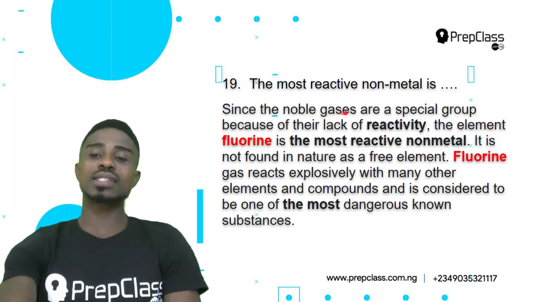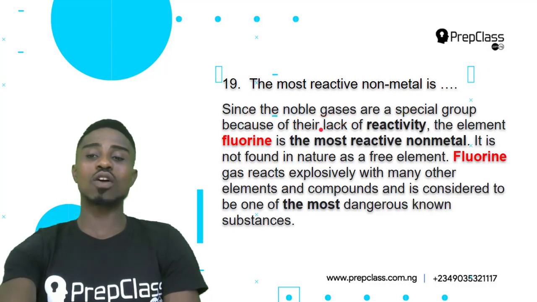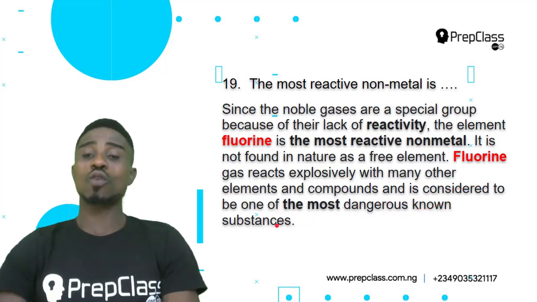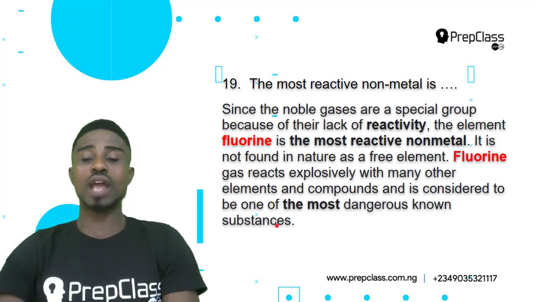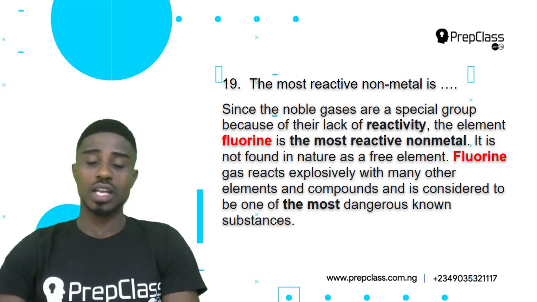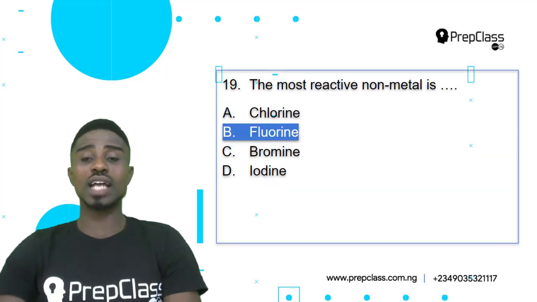So since noble gases are a special group because of their lack of reactivity, the element fluorine is the most reactive non-metal. It is not found in nature as elemental fluorine. Fluorine gas reacts explosively with many other elements and compounds and is considered to be one of the most dangerous known substances. So fluorine is actually the most reactive non-metal. Let's check it out. Question 19, option B, fluorine is our correct answer. Let's look at the next question.